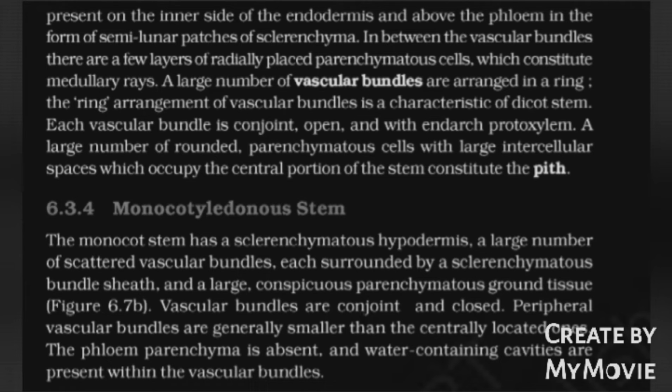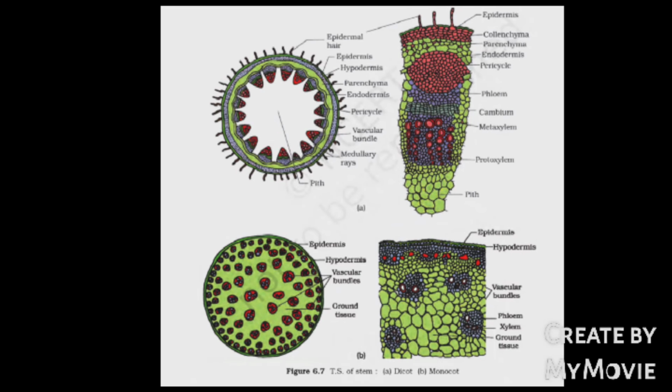A large number of rounded parenchymatous cells with large intercellular spaces which occupy the central position of the stem constitute the pith. Monocotyledonous stem. The monocotyledonous stem has a sclerenchymatous hypodermis, a large number of scattered vascular bundles, each surrounded by sclerenchymatous bundle sheath, and a large conspicuous parenchymatous ground tissue. Vascular bundles are conjoint and closed. Peripheral vascular bundles are generally smaller than the centrally located ones. The phloem parenchyma is absent, and water-containing cavities are present within the vascular bundles. Figure 6.7. Transverse section of stem. A. Dicot. B. Monocot.